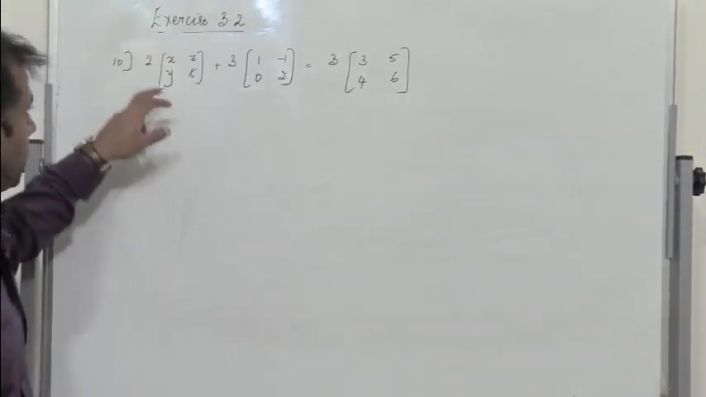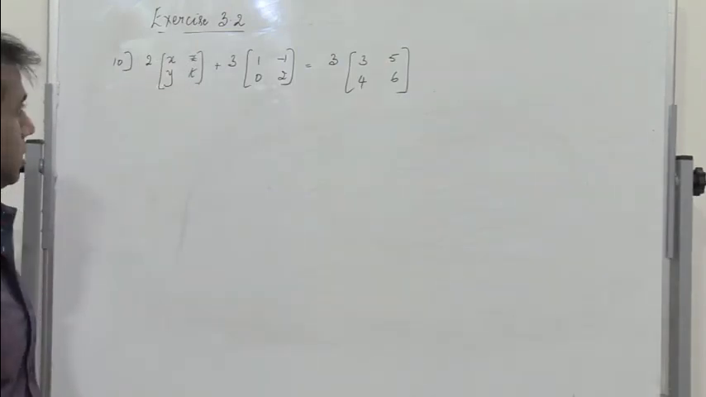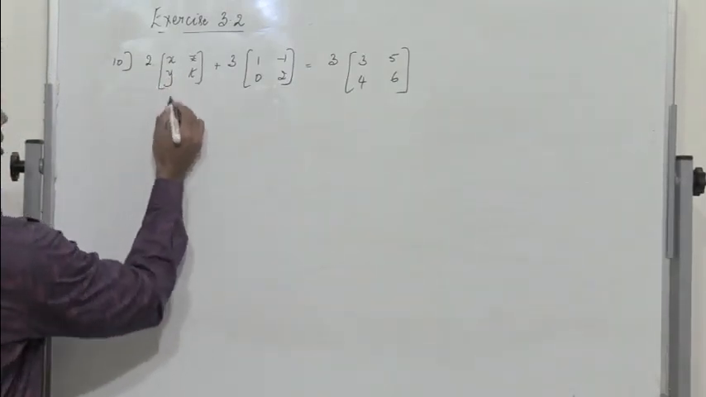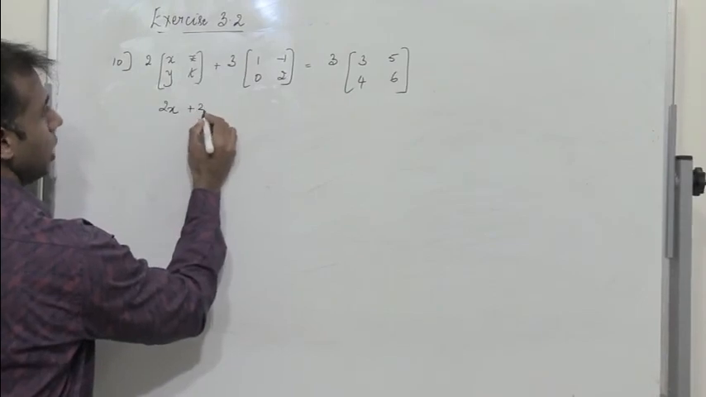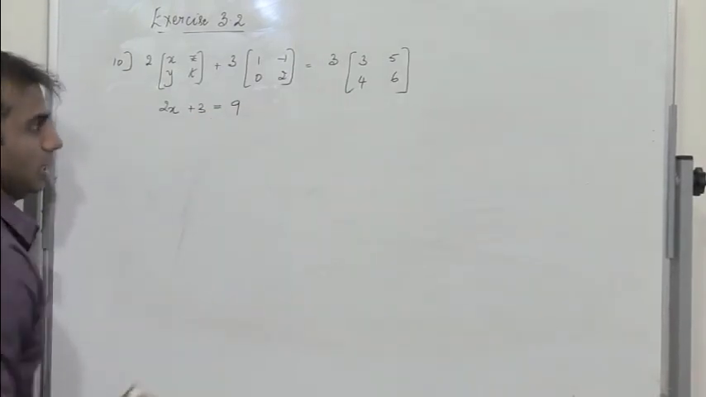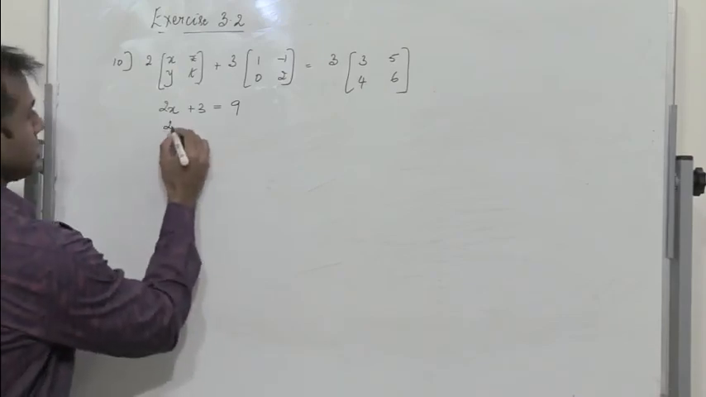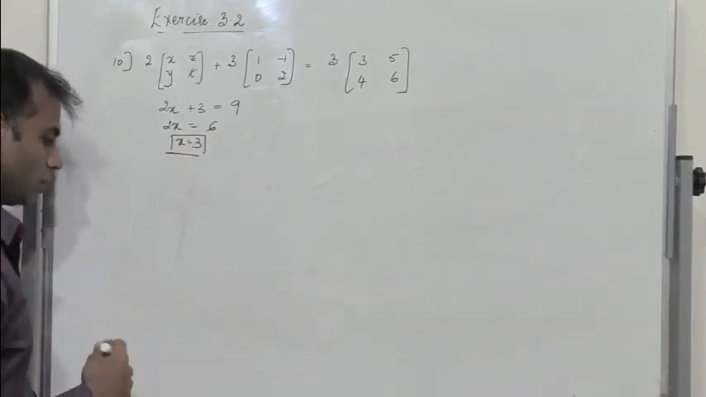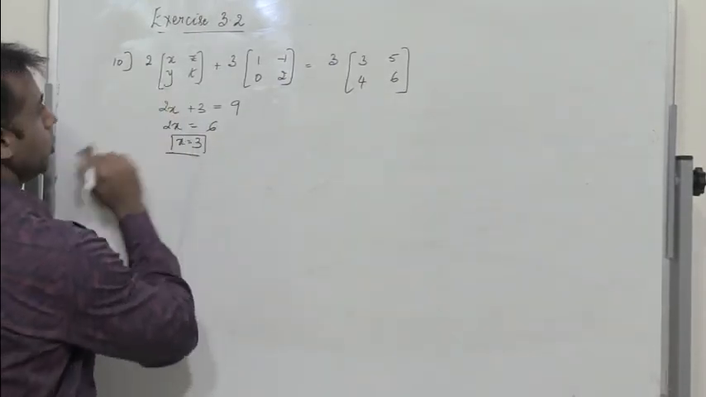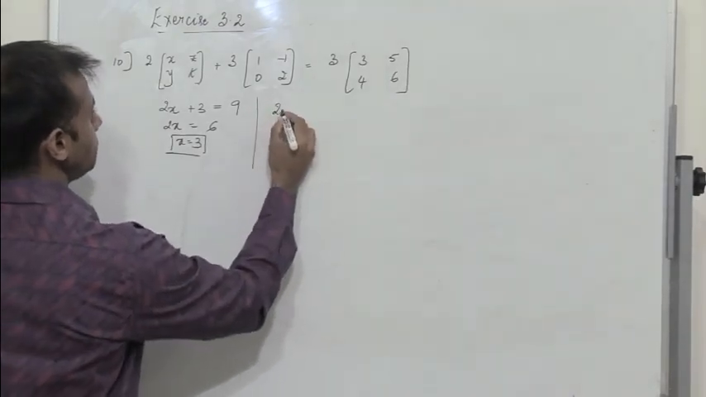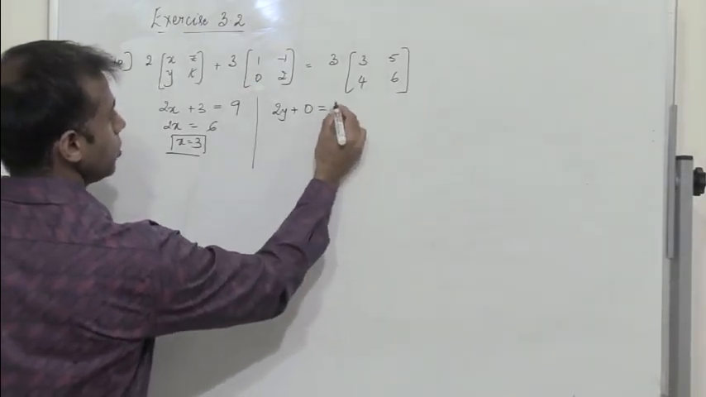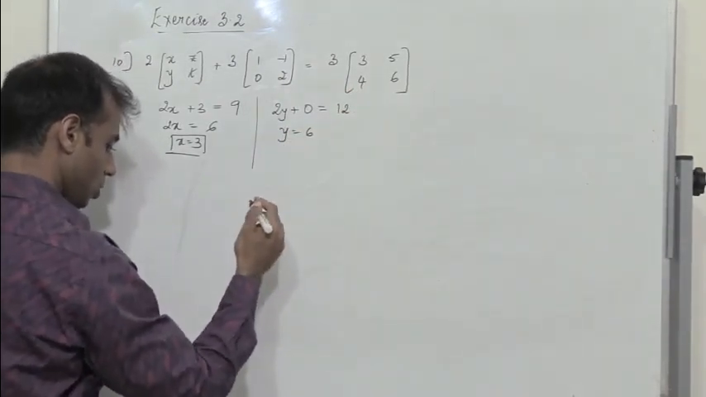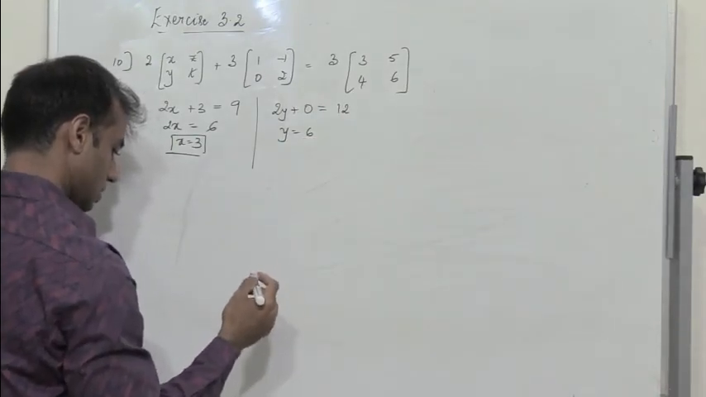So the next problem, we need to find the value of x, y, z and t. Right? So as usual, LHS equals RHS. So here I have 2 into x plus 3 into 1 must be equal to 9. So the corresponding elements have to be equal. So 2x is equal to 9 minus 3 is 6. So x equals 3. So we have got the value of x. So next, what about y? 2 into y plus 3 into 0 is 0 equals 3 into 4, 12. So y equals 6. So we have found out the value of y, which is 6.